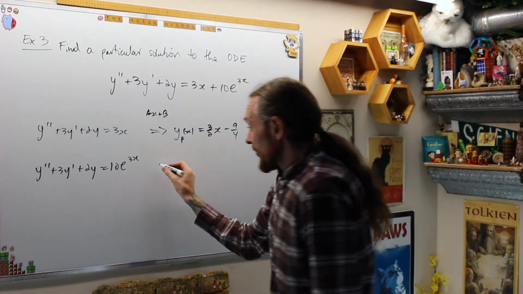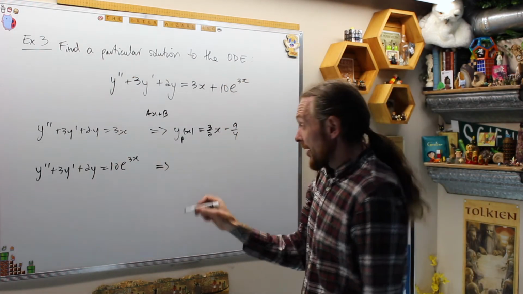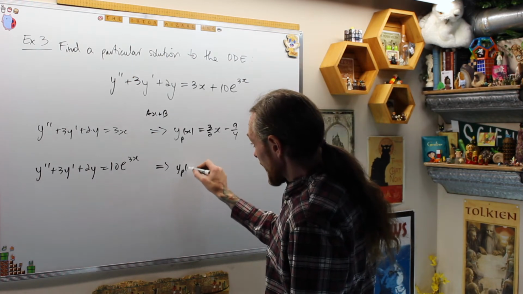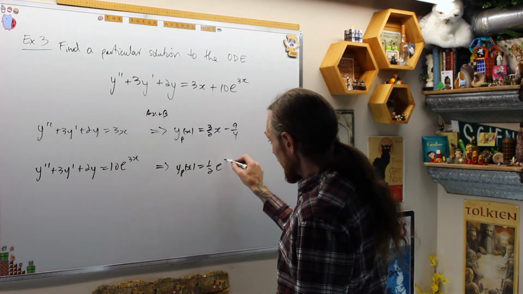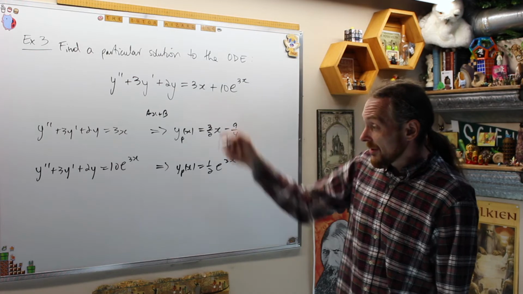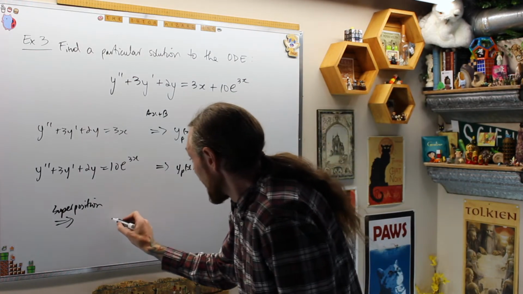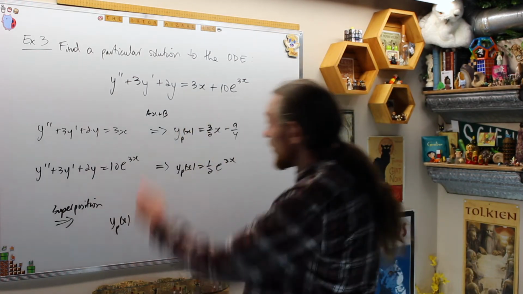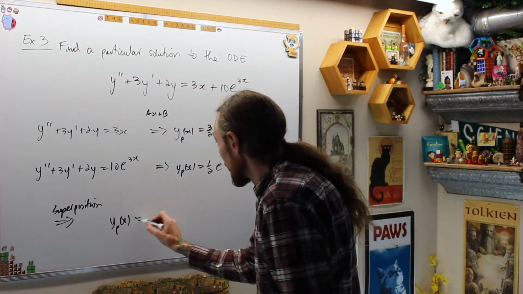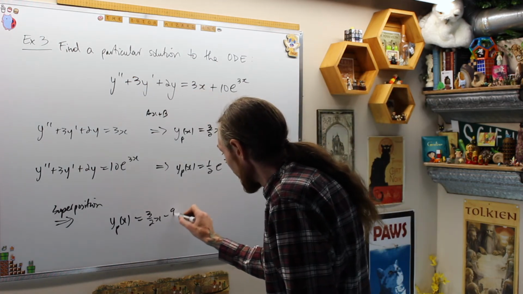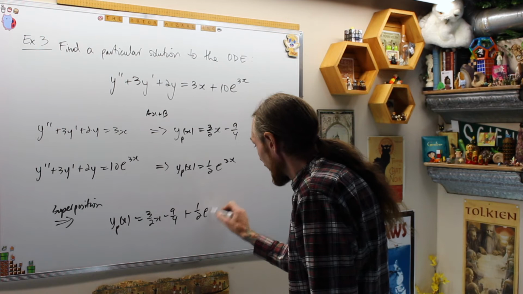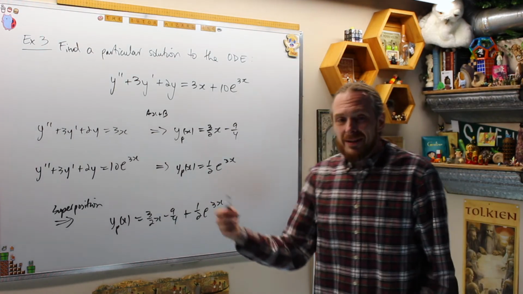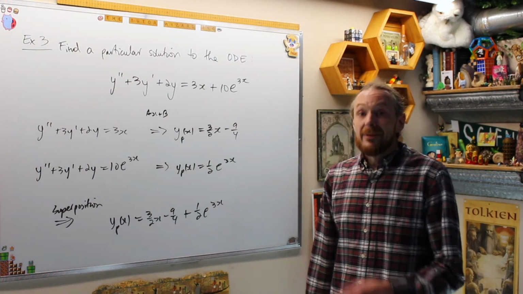For this one, we made a guess. You can go check what it was. Then we found out that the particular solution was 1/2 e to the 3x. What that tells me is, using superposition, the particular solution to this ODE is going to be 3 over 2 x minus 9 over 4 plus 1 half e to the 3x.